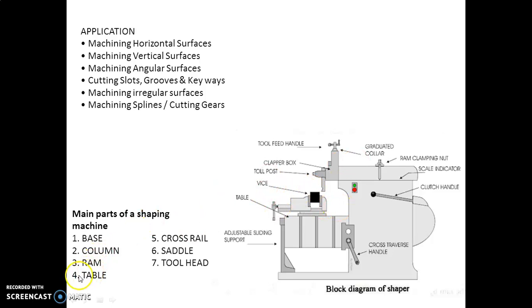Next is the table. This is the table over which the workpiece is mounted. The work table of the shaper is fastened to the front of the column. The table moves across the column on cross rails to give the feed motion to the job.